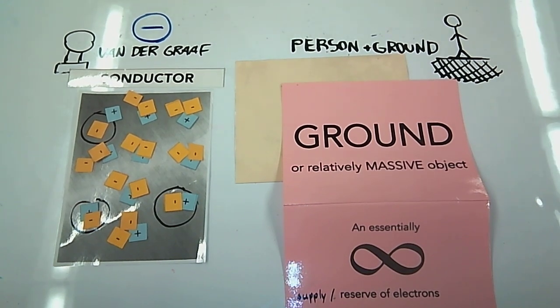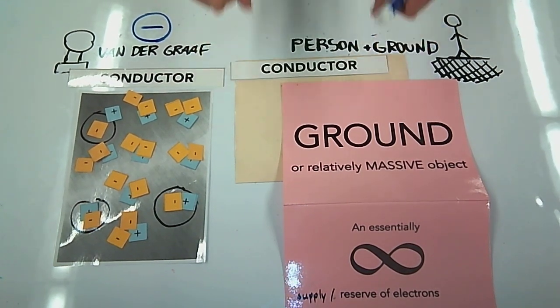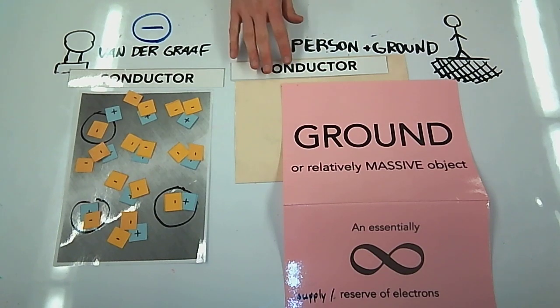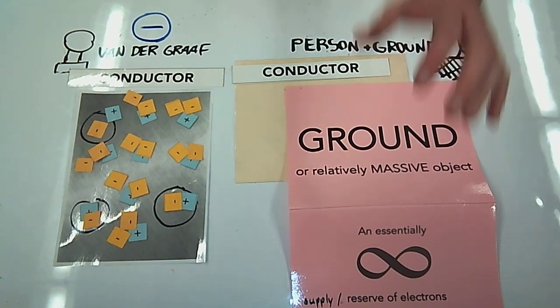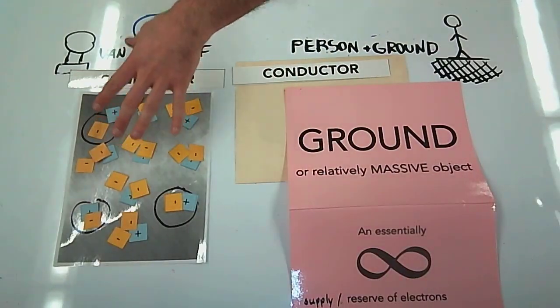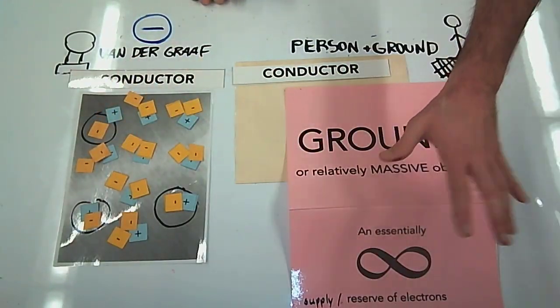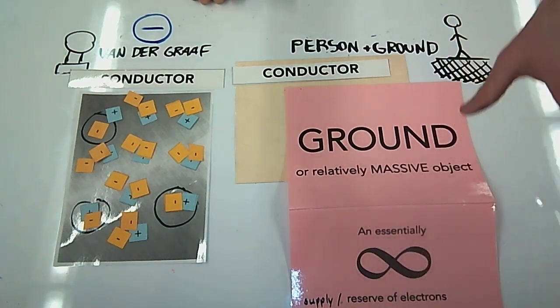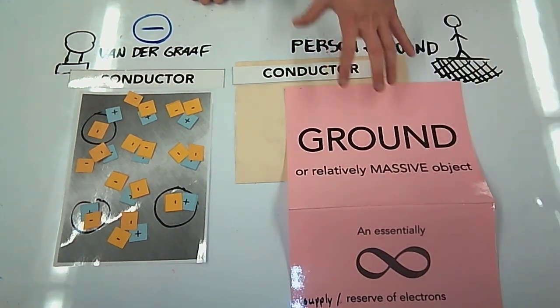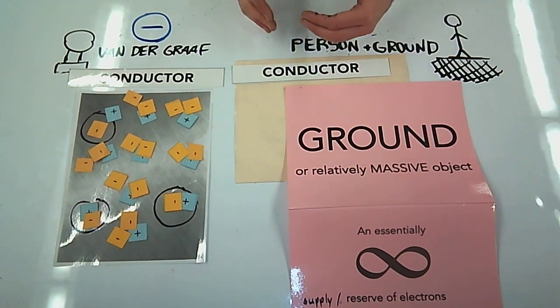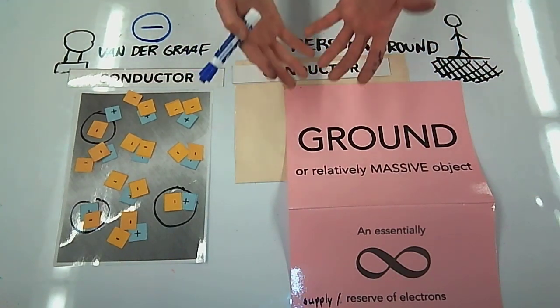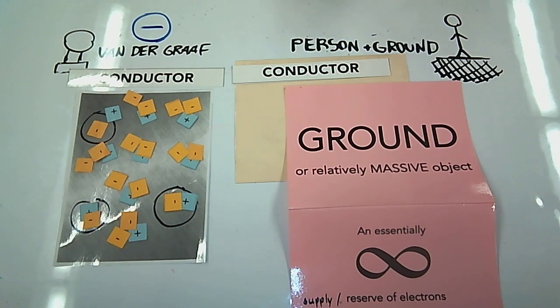Then I have a person, and you are a conductor. Electrons can travel through you. That's why you could get electrocuted. And the person is standing on the ground. The ground's mass compared to the Van de Graaff generator is just so much bigger, so we could say that it's an infinite supply of electrons. Since the person is standing directly on the ground, we can almost treat the person as part of the ground as well in this case, almost like a connector. And our ground is neutrally charged.